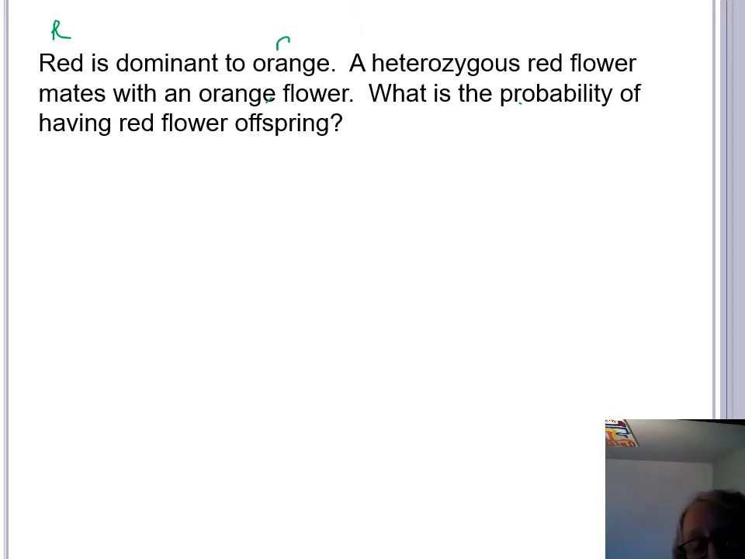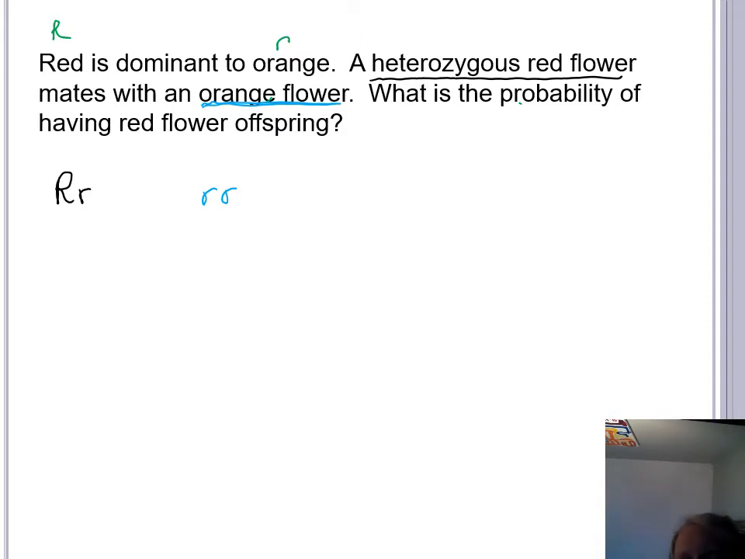So let's look at the first parent now. A heterozygous red flower. Heterozygous means 2 different alleles, so a heterozygous red flower would appear big R, little r. And then the second parent is an orange flower. It doesn't say homozygous or heterozygous, but I am able to figure out what an orange flower would be because this is the recessive trait. So an orange flowered individual would look like little r, little r. Now I've done step 1. I figured out the genotypes of both parents.